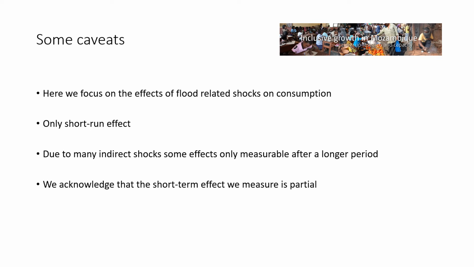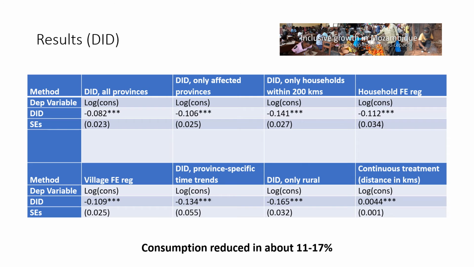We also acknowledge that the short-term effect we measure is a partial effect. For instance, other aspects could be involved: if there was a quicker reaction by the state that would slightly compensate the most affected households, that would reduce the measured impact of the floods themselves.